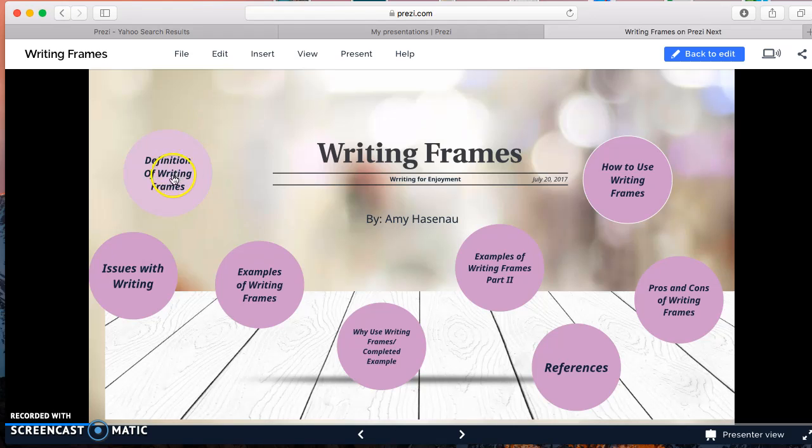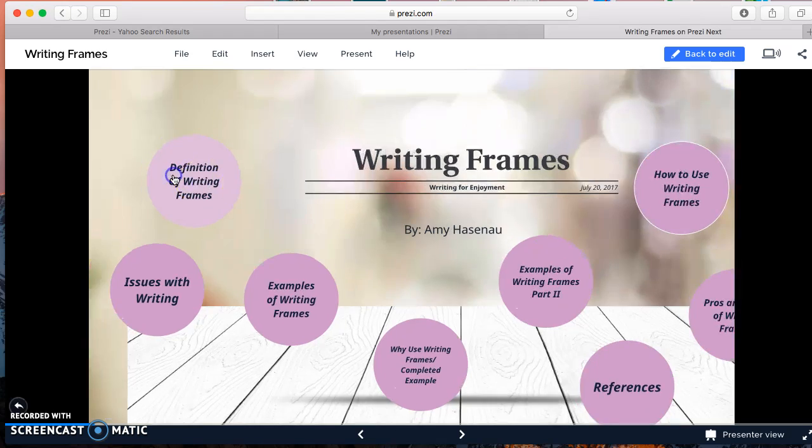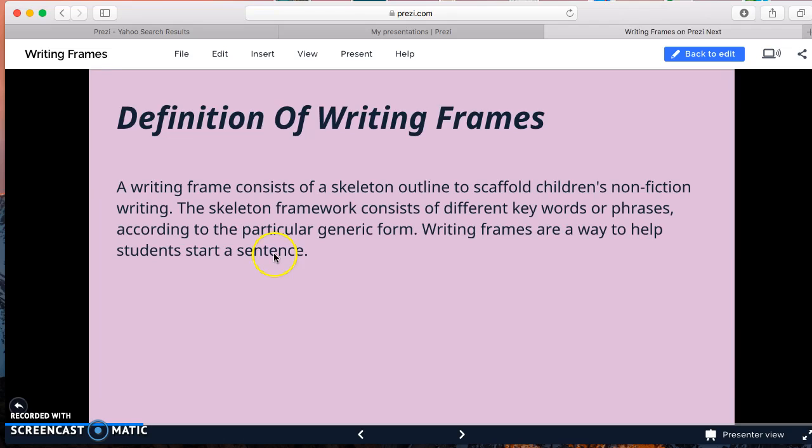Okay, now we're going to go into the definition of writing frames. A writing frame consists of a skeleton outline to scaffold children's nonfiction writing. A skeleton framework consists of different keywords or phrases according to the particular generic form. Writing frames are a way to help students start a sentence.